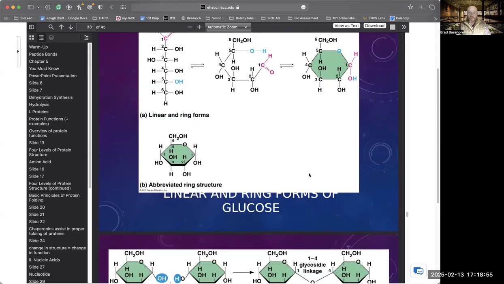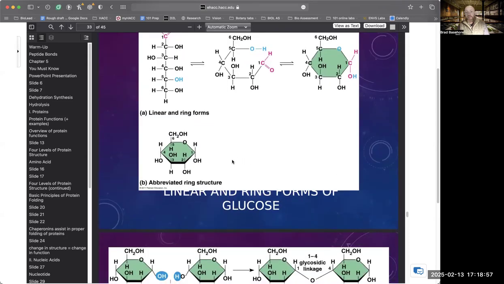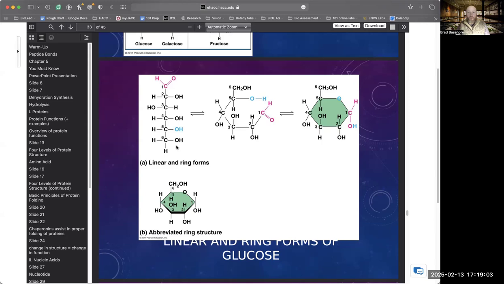So normally we depict a sugar in this ring structure. Okay, so we could also draw it in a linear structure, but the way that sugar behaves when it comes into contact with water is it forms a ring. So occurring in your body, it's always going to be this ring structure. But sometimes we abbreviate it in this linear structure so we can sort of see what's going on a little bit.